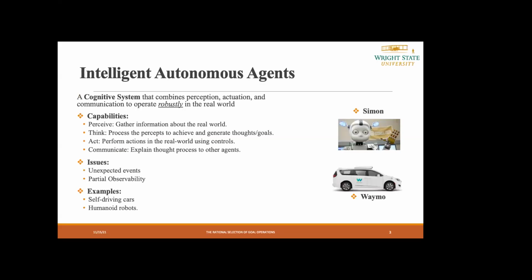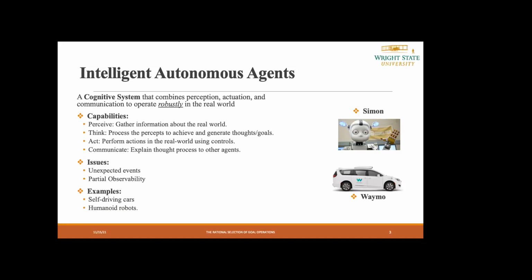So intelligent autonomous agents. When we use this word, we assume that there are certain capabilities that the agent must have in order to be considered intelligent. A few of the capabilities are perception, thinking, action, and communication. Meaning the agent should have the ability to perceive the world around it, and then it should have the ability to think, process those percepts, and generate its own thoughts or goals based on those percepts.